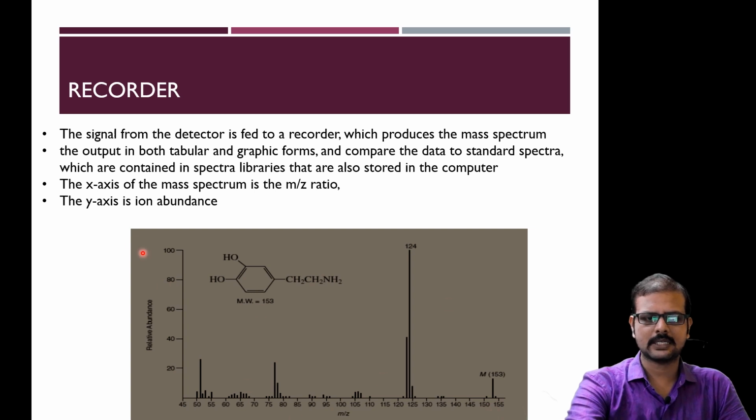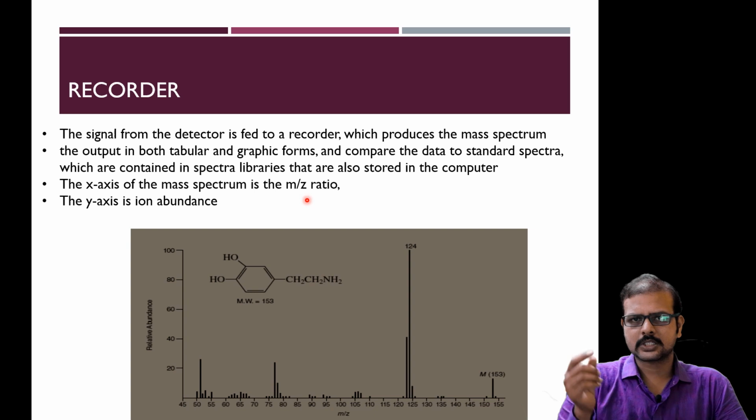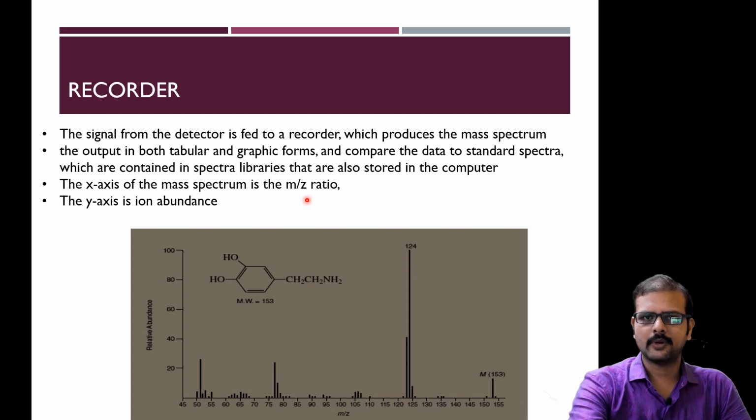In this graph we can see that the x-axis will have the m/z ratio, that is mass to charge ratio. So what is this mass to charge ratio? We are taking the mass of the molecular ion. The molecular ion will have a charge, that means a positively charged species. So we are detecting positively charged species. Therefore, we recognize here the charge.